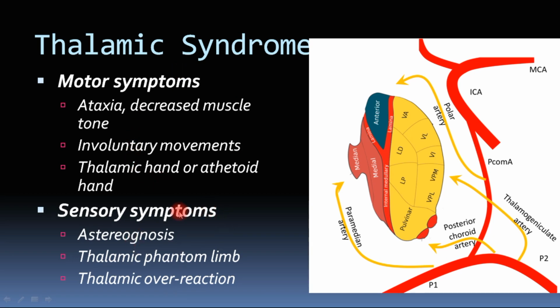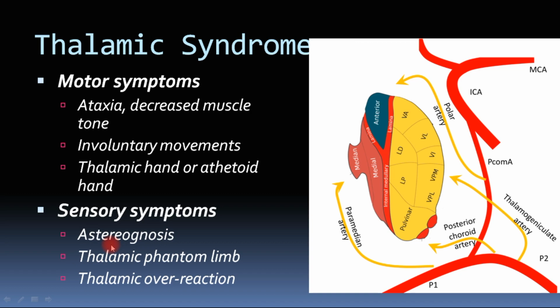So the sensory symptoms include astereognosis, that is inability to identify an object with closed eyes. When you give some object in a person's hand, he can touch it, feel the texture and identify what that object is. That is called stereognosis. If there is damage to this region due to blockage of the thalamogeniculate artery, the symptom which appears first is loss of it. When you give an object in the patient's hand, he will not be able to identify the object.